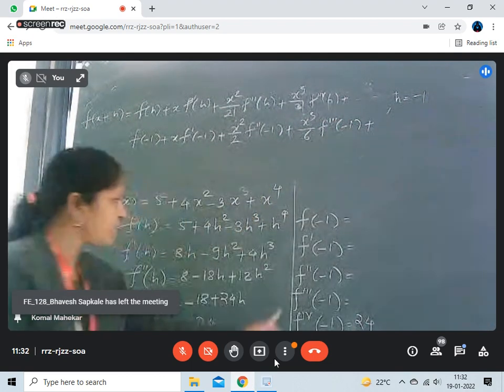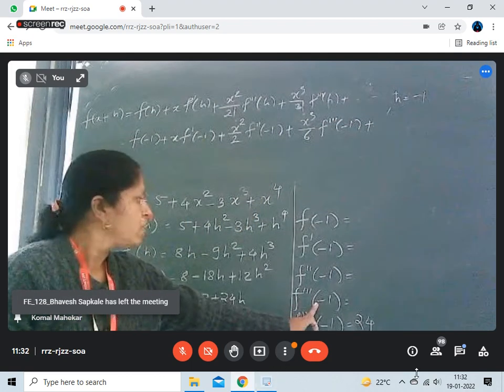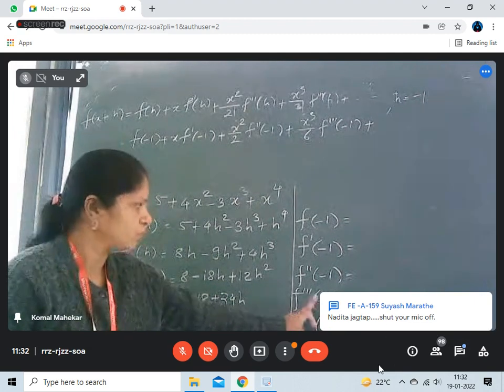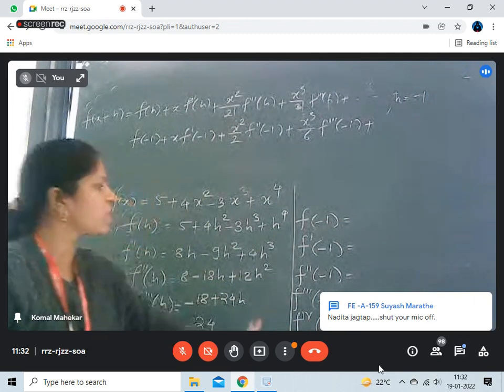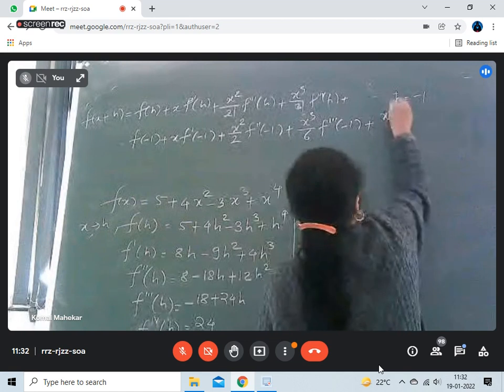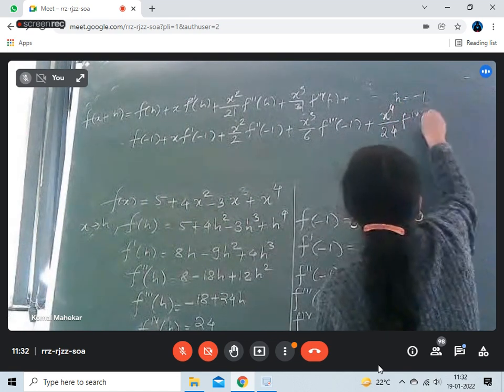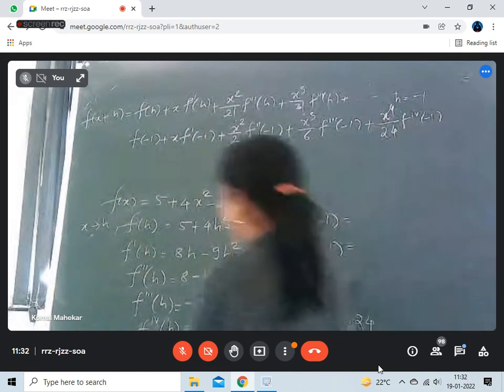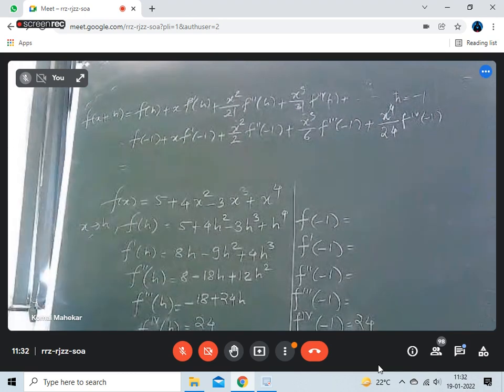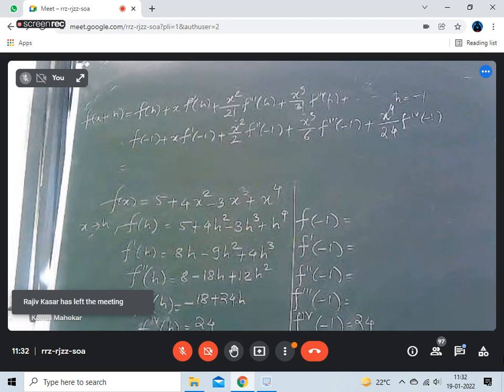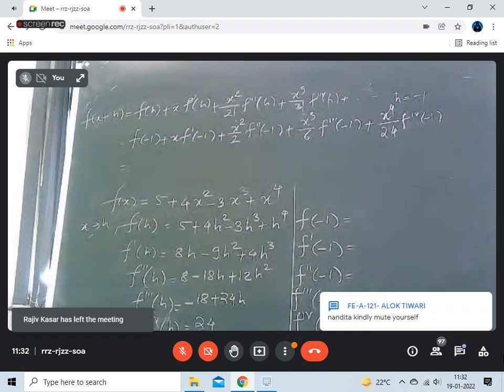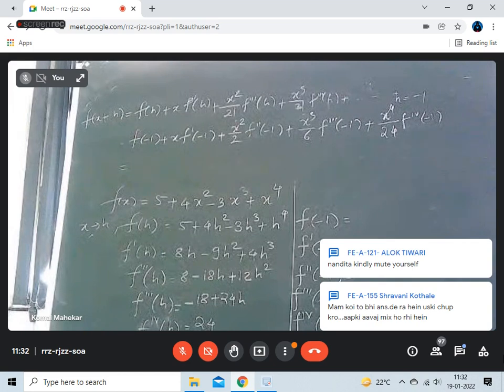Now the fourth derivative is constant. So limit the expansion up to the power 4: x to the 4 by 24 multiplied by f fourth of minus 1. Next term is 0. Now find out these values, h square, 4h cube.